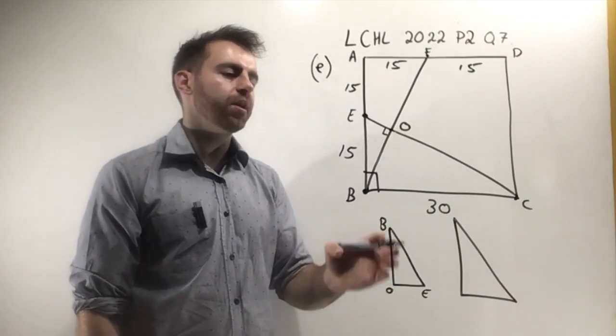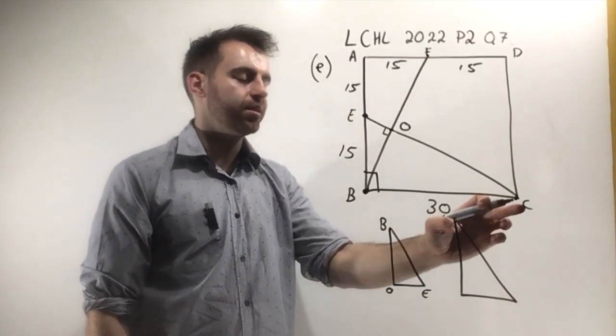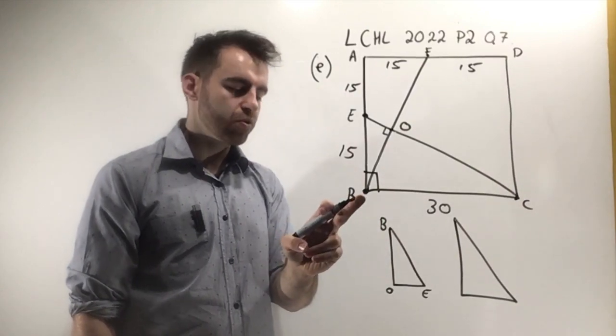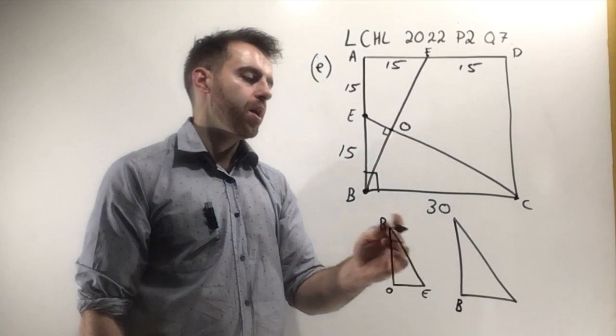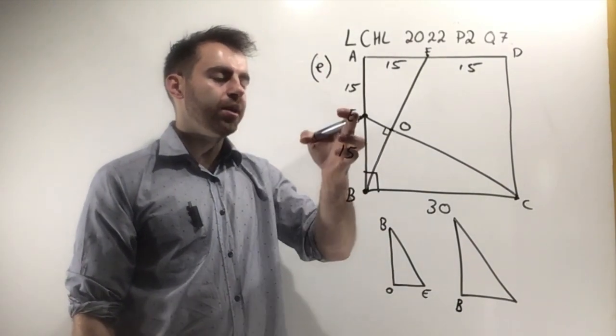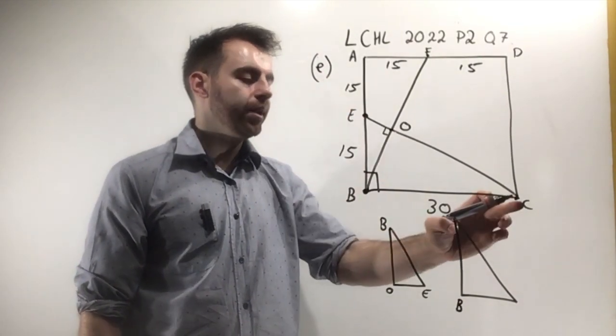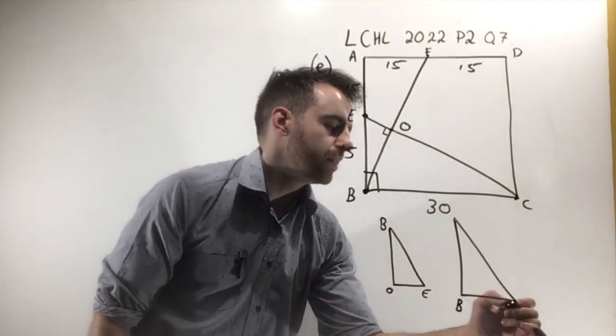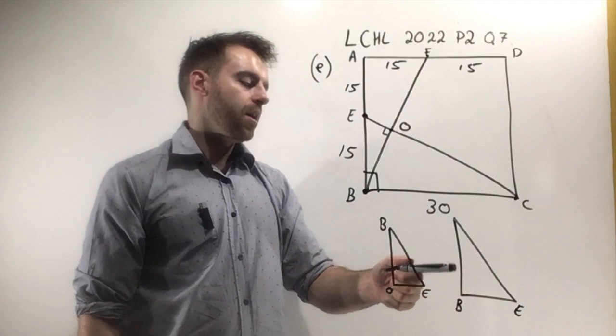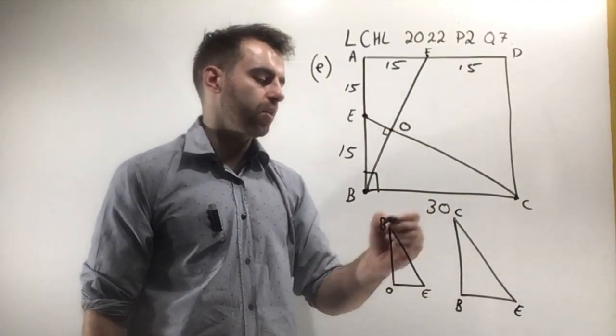I'm going to do the same thing now with the triangle EBC. The letter at the 90-degree angle is B. And the short distance, obviously BE is only 15, while BC is 30. So the short distance is my base, that's BE is 15, and the distance from B to C is 30.